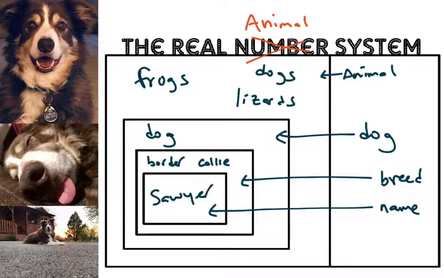So Sawyer, we can classify as a border collie, which is a dog, which is an animal. So he's not a frog, he's a dog. So if there was a frog classification, the frog would just be outside in this big box. Your dog might be a golden retriever. So your dog might be an animal who's a dog, who's a golden retriever, but your dog's not Sawyer. So your dog that's a golden retriever would just be up in this box, and this box. So this is just a way to classify animals. And in just a minute, you'll see how this relates to numbers.